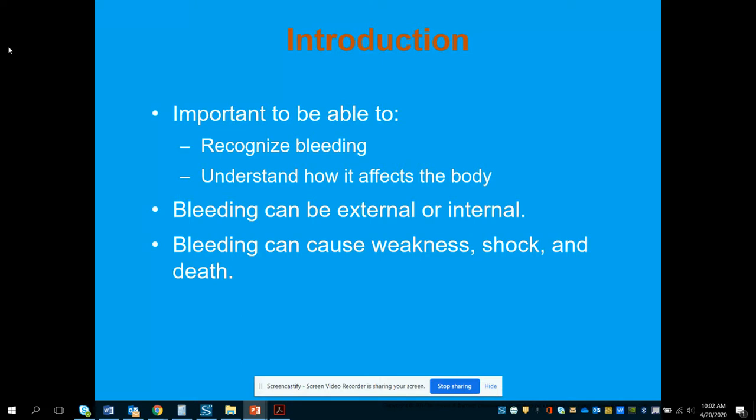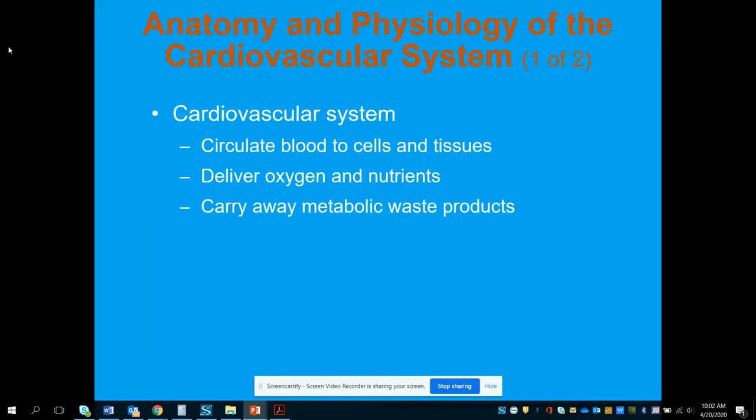So it's very important that we recognize bleeding, that we understand how that bleeding is affecting the body, and that we understand bleeding can be external or internal, and what our limitations are with each one of those as far as what we can do to control them. And remember that bleeding can cause weakness, shock, and even death. So really briefly, we're going to run through the anatomy and physiology of the cardiovascular system and look at the components of blood really quickly.